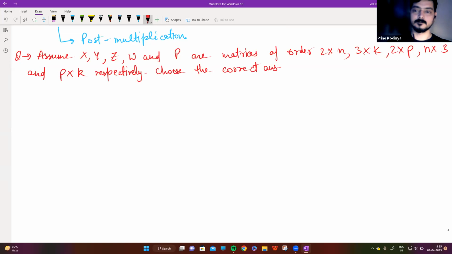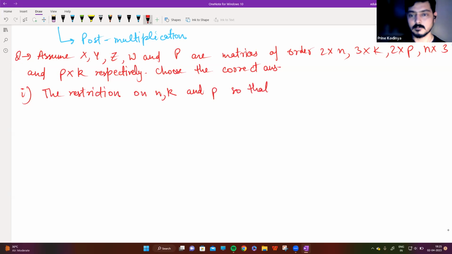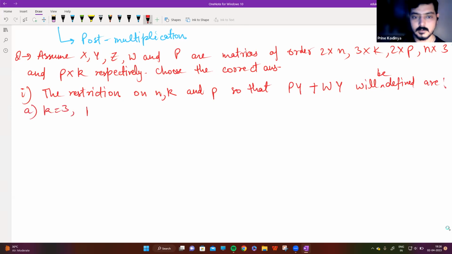So there are 5 matrices whose orders are given to you. Some unknowns are there in the orders. You will have to find out these unknowns, right? And we are asking the restriction on n, k, and p so that PY plus WY will be defined. The options are given to you. K is equal to 3, P is equal to n. K is arbitrary, meaning K can take any value. P is arbitrary.